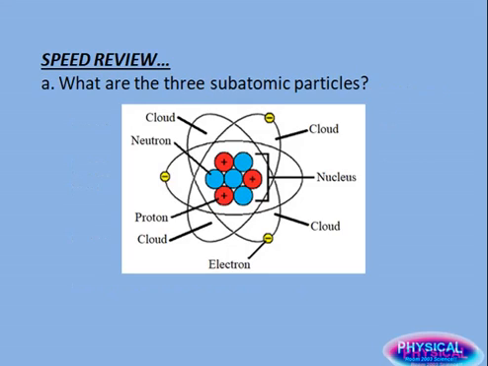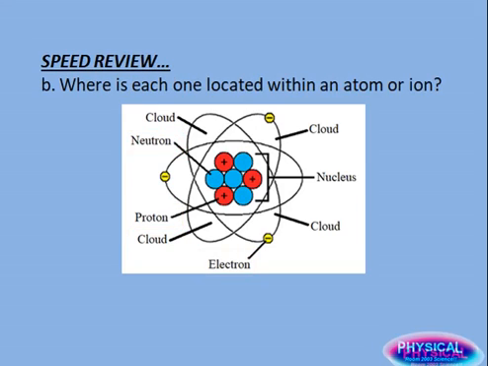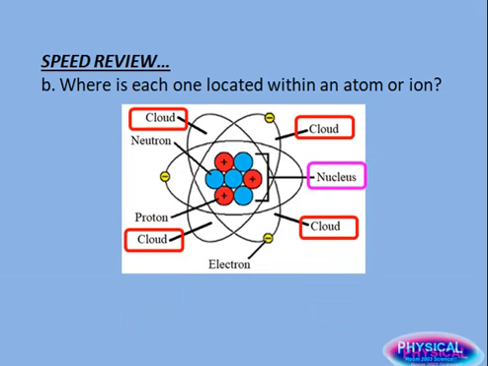So you're back. You have your answers to those four questions. I think I may have said three questions previously. But the first answer, what are the three subatomic particles? They are the proton, electron, and neutron in no particular order, but those are the three. Where is each one located within an atom or ion? Protons and neutrons lie within the nucleus, and electrons lie within the space outside the nucleus that we refer to as the cloud or electron cloud.